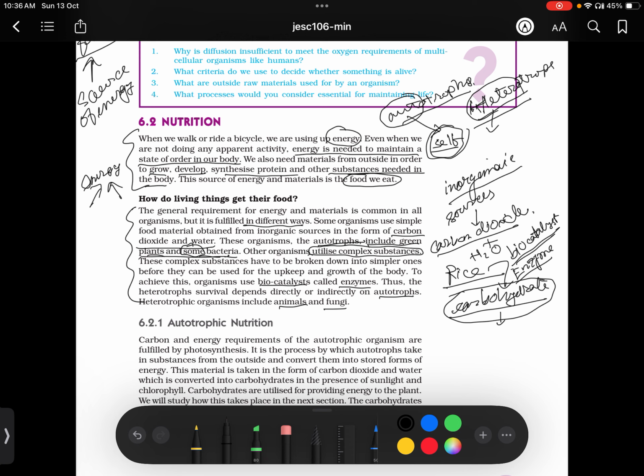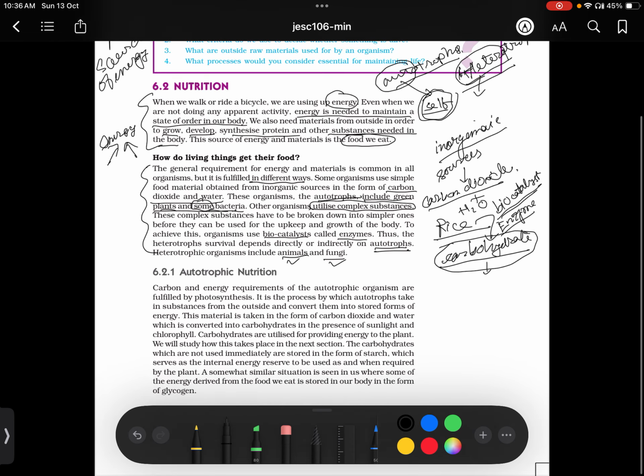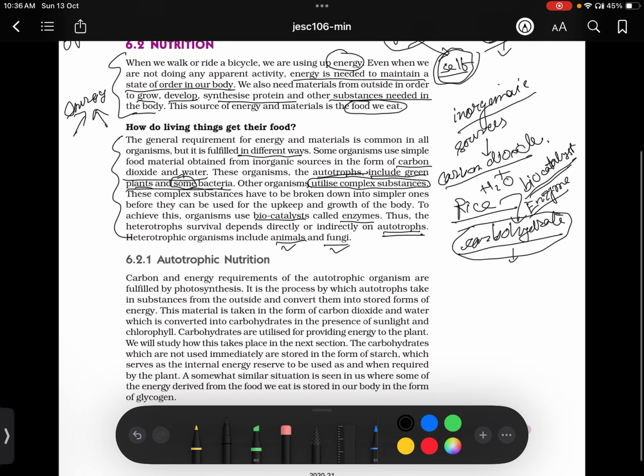So now up to here it must have been understood. Now, the heterotroph survival depends directly or indirectly on autotrophs. And heterotrophic organisms include animals and fungi. So you have to remember what the heterotrophic organisms are. These are animals and fungi. So from this paragraph, this can be simplified, and I hope this is clear to all. If any doubt, you can ask me.